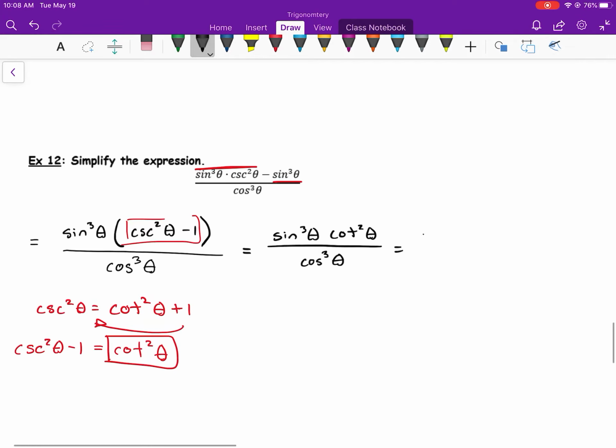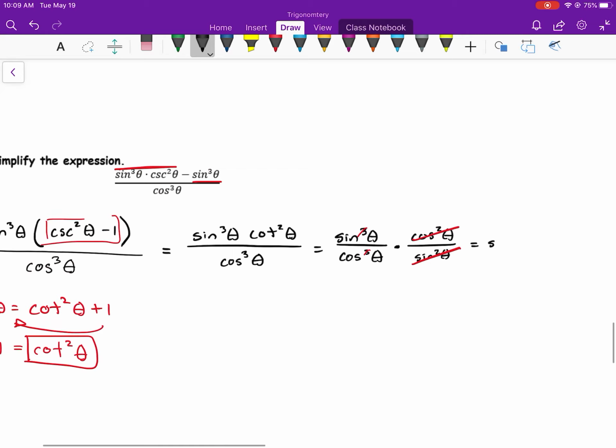Well, cotangent is cosine over sine. So sine cubed theta over cosine cubed theta, times cotangent squared of theta becomes cosine squared theta over sine squared theta. So let's simplify. I take both sine squares from the bottom right, take 1 from the top, both cosine squares from there, both 2 from there, which leaves me with sine of theta over cosine of theta, which is tangent of theta.